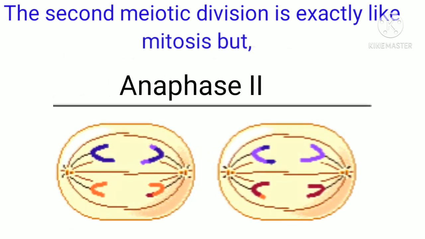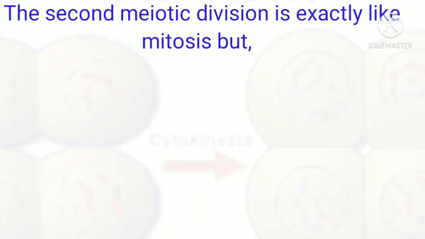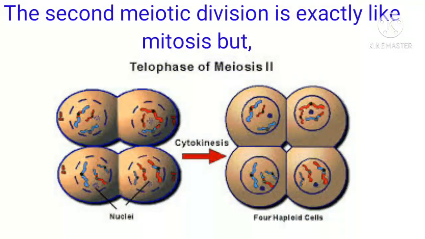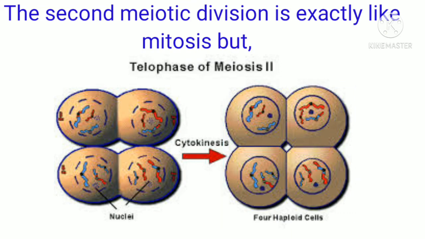Centromeres are then broken and the sister chromatids are pulled to the opposite end of the cell. This division results in two cells with identical genetic material, which is exactly the same process as mitosis, except with the haploid number of chromosomes. Let us compare meiosis and mitosis by a table.